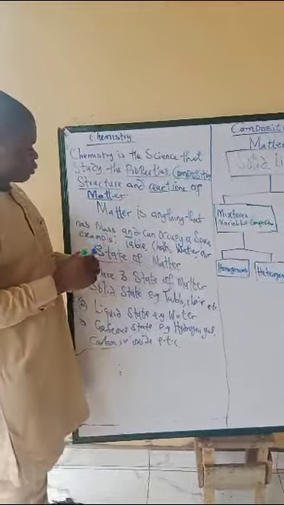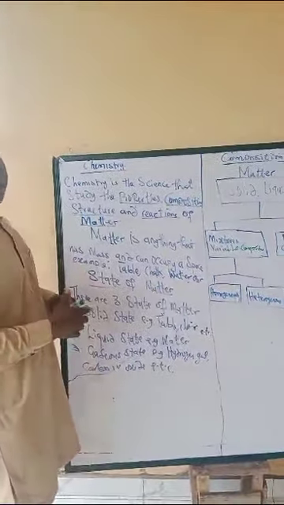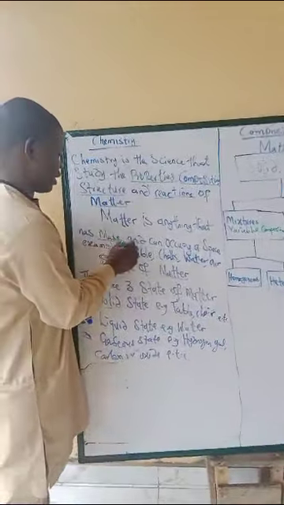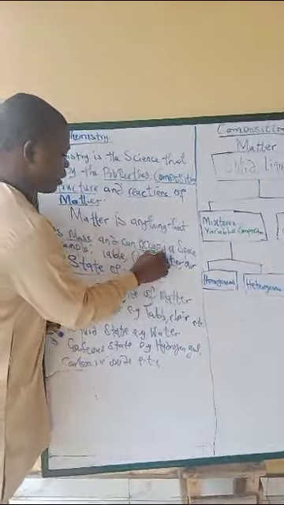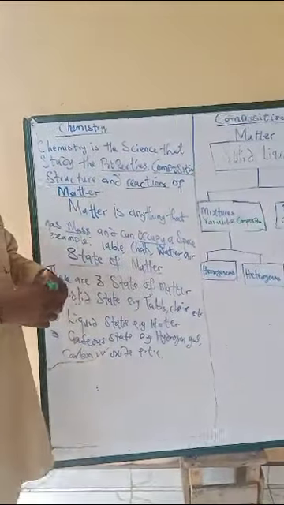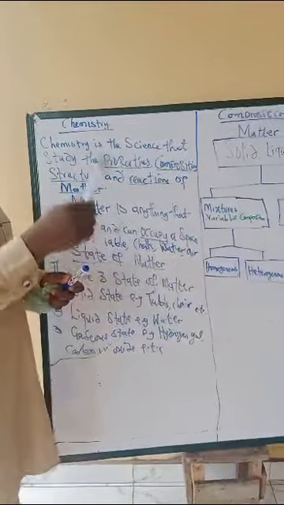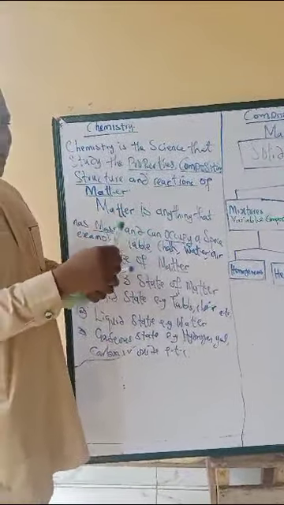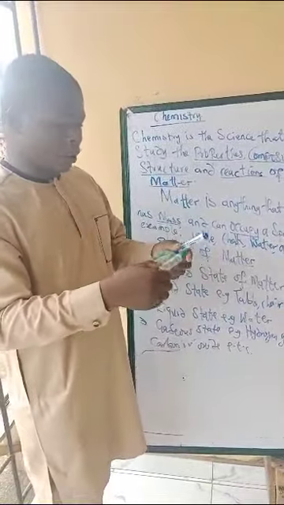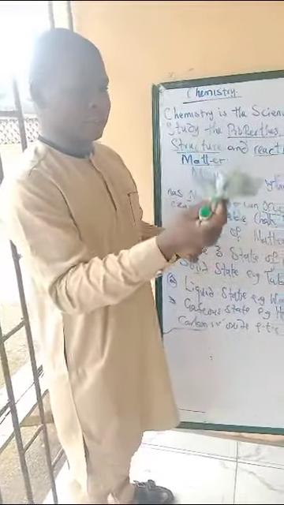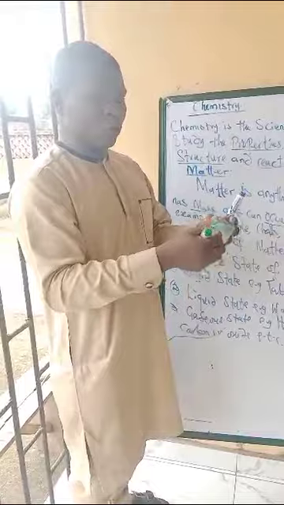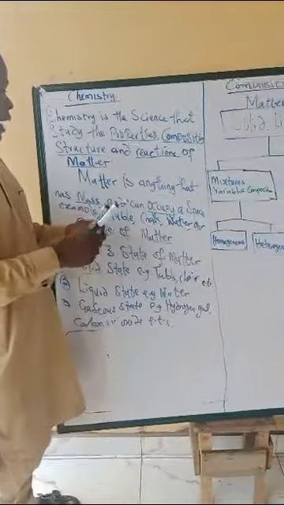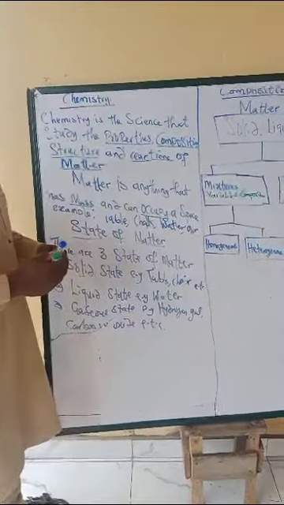Since matter is so important in chemistry, let's see what matter is. Matter is anything that has mass and occupies a space. It must have mass. For example, this is matter. It has mass and it's occupying a space. If something does not have mass and does not occupy any space, it is not matter. No matter how small it is, it must have mass and occupy a space. So we say matter is anything that has mass and occupies a space.